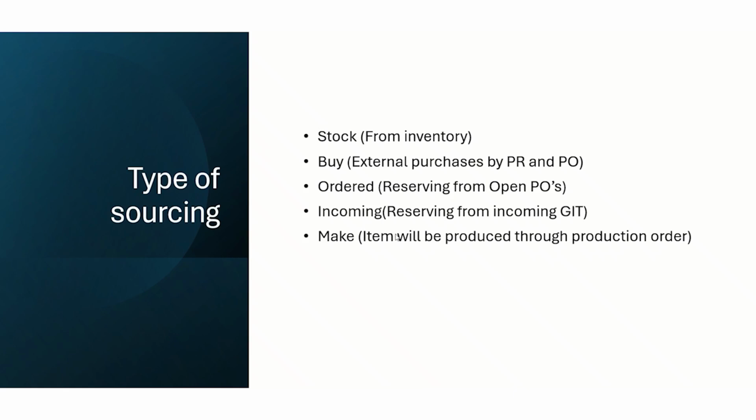Stock means we fulfill from what's already sitting in inventory. Buy means we need to go out and purchase it. A purchase requisition and purchase order will be created. Ordered means there is already a PO in the system and we reserve the quantity from that. Incoming means the stock is on its way, it's in transit, and we reserve it from that incoming shipment. And make means we will manufacture it, and a production order gets created and linked directly to the sales order.